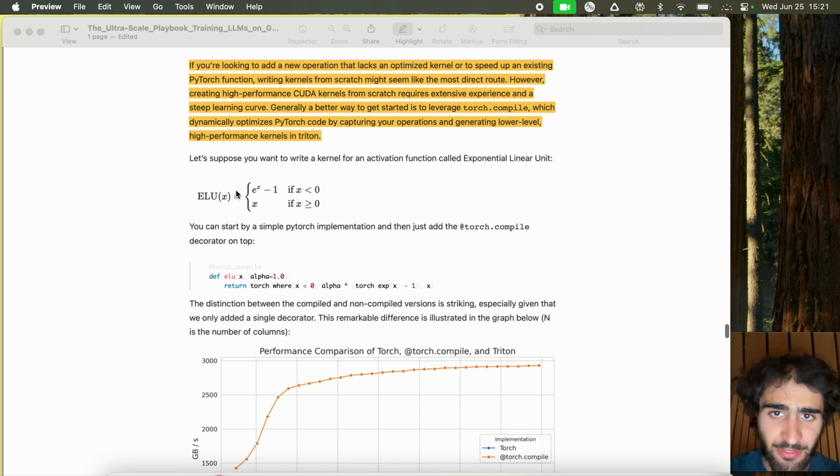So let's say we have this activation function called the exponential linear unit, which if x is greater than or equal to 0 is essentially just a ReLU, so it's x itself.